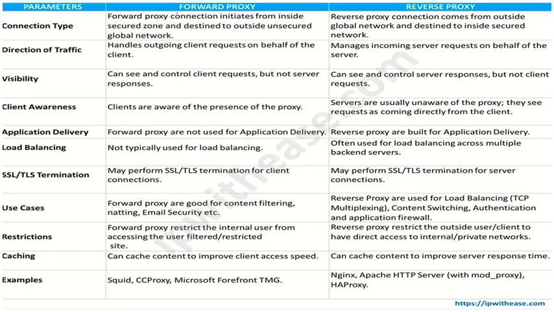Now, this table depicts the difference between forward proxy and the reverse proxy. Many of the points, like what is the connection type, so here it is initiated from inside of the secured zone to the outside, and reverse proxy from outside zone to the inside. All these are the differences between them. And one of the important aspects is the examples of the forward proxy. We have Squid, we have CC proxy, Microsoft Forefront TMG. All these are examples of forward proxy. These may be cloud based, these may be on-premise based applications. While for reverse proxy, Nginx, Apache HTTP server, HA proxy, all these are examples of a reverse proxy. And again, they can be appliance based or cloud based solutions also, which vendors are providing.